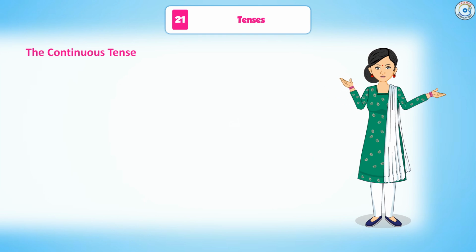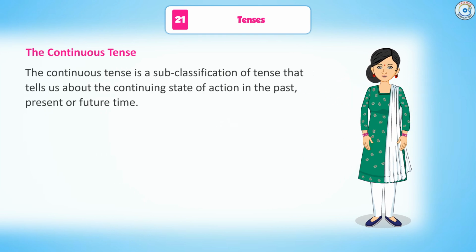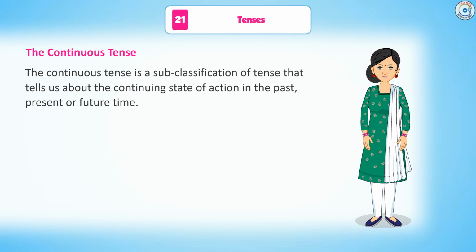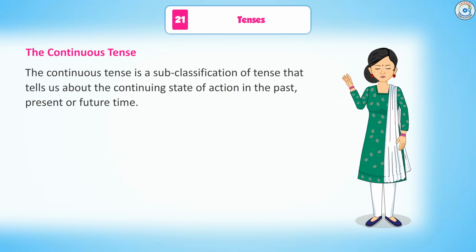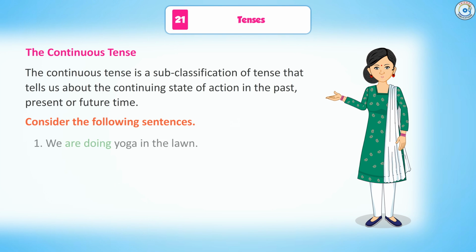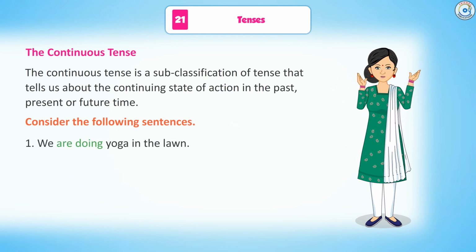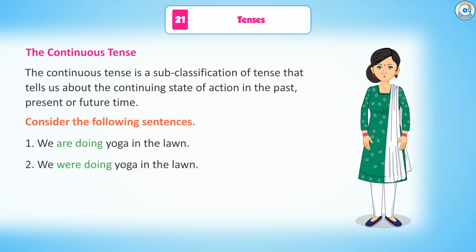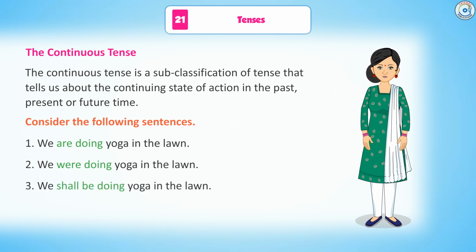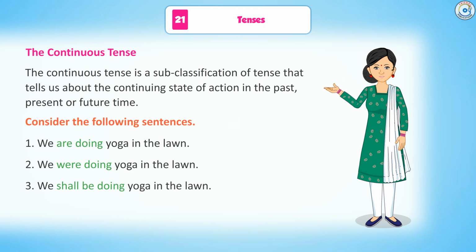The continuous tense. The continuous tense is a subclassification of tense that tells us about the continuing state of action in the past, present, or future time. Consider the following sentences. We are doing yoga in the lawn. We were doing yoga in the lawn. We shall be doing yoga in the lawn.